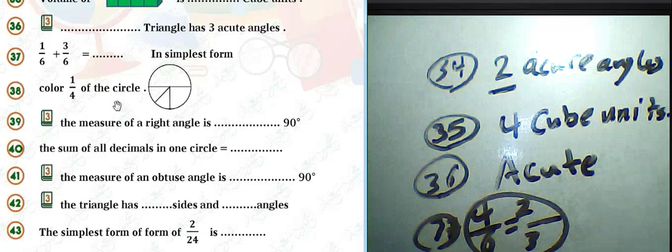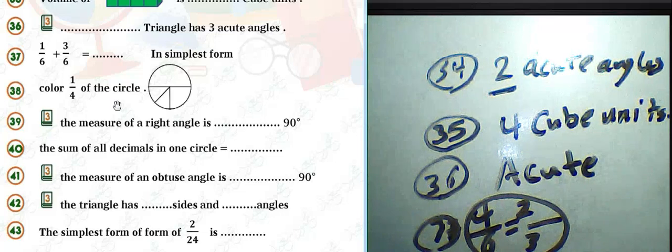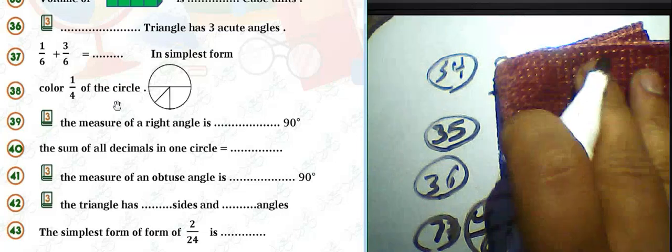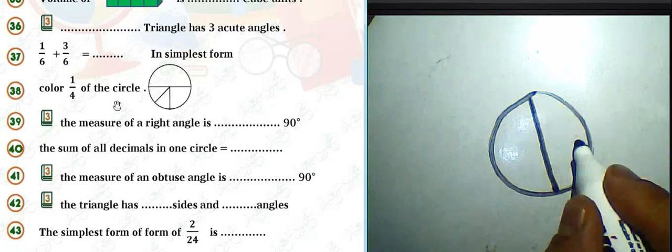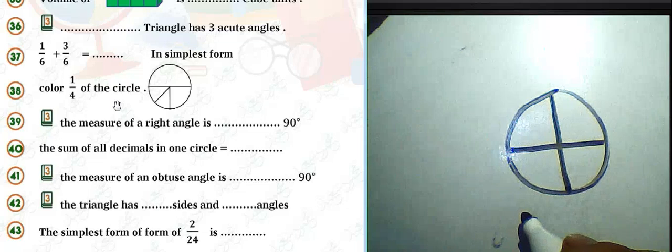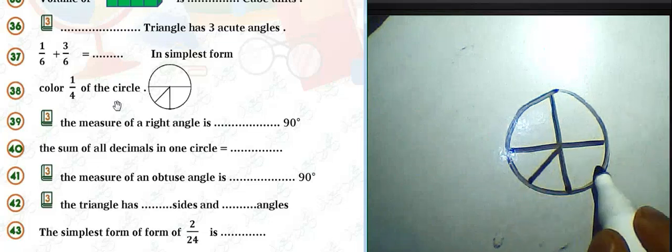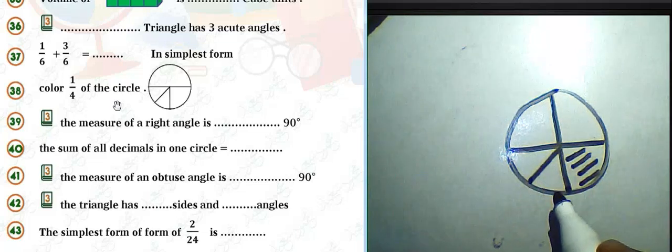Question 38. Color fourth of the circle. We have circle here divided 4 parts, and he divided this part equality. You must color this part about fourth of circle. The measure of right angle triangle.